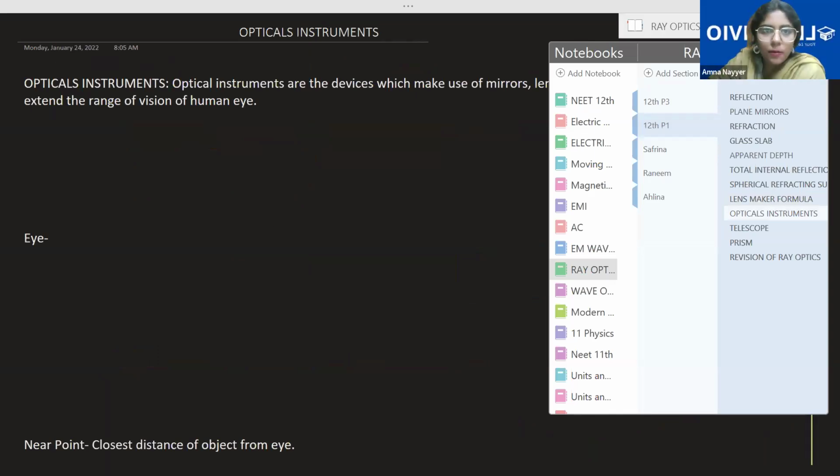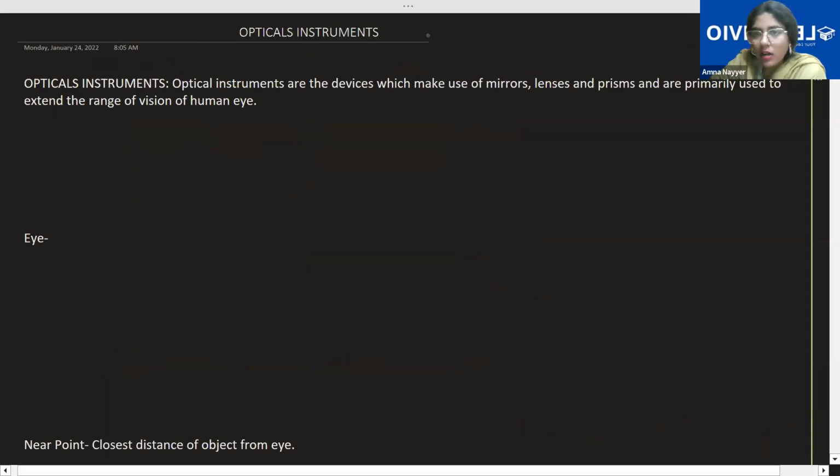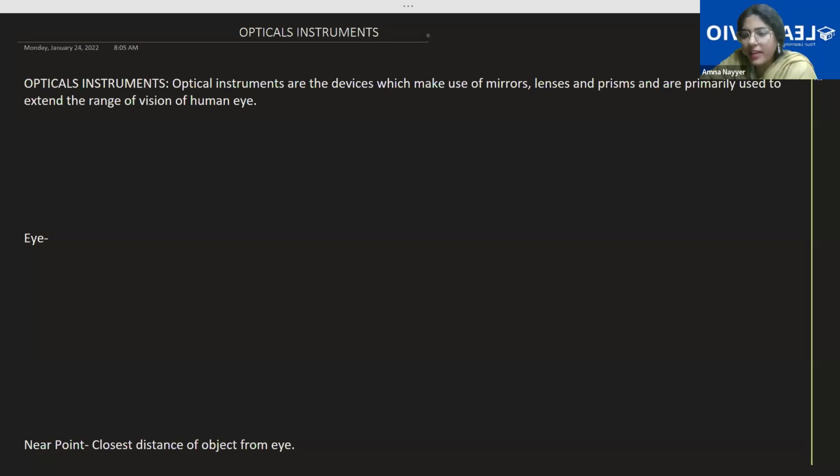Okay, class. So coming to optical instruments, see what all optical instruments are there. Optical instruments are basically devices that use all the things that we have studied: mirrors, refracting surfaces, lens. In fact, prisms. Two prisms we haven't discussed. After this, the next topic is prism only, the last topic of this.